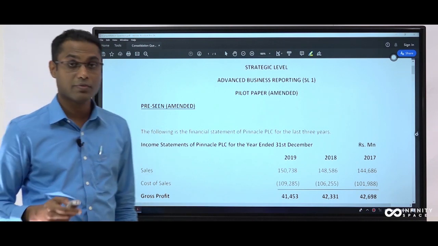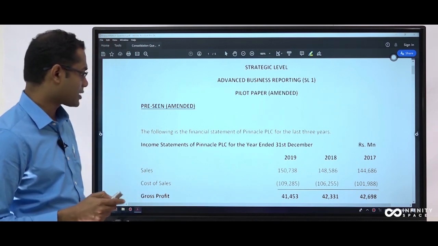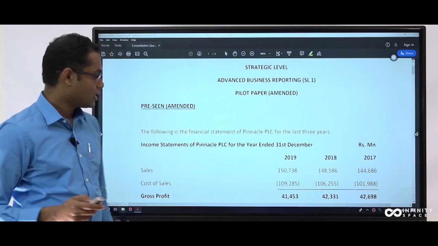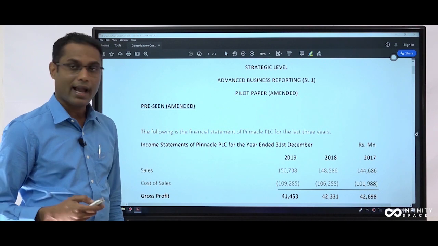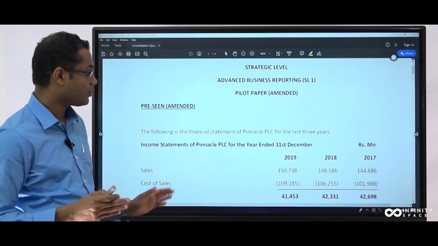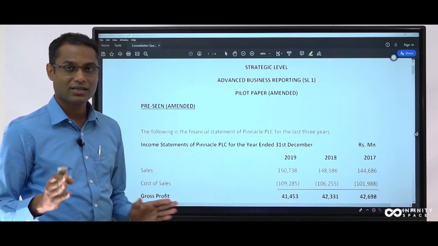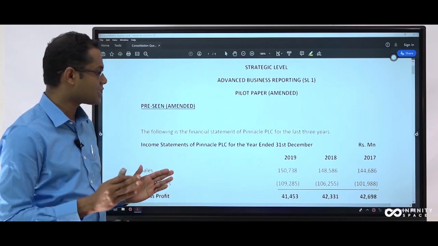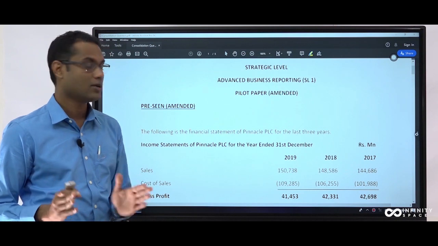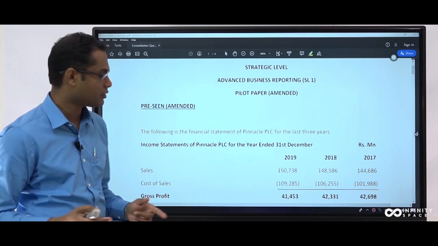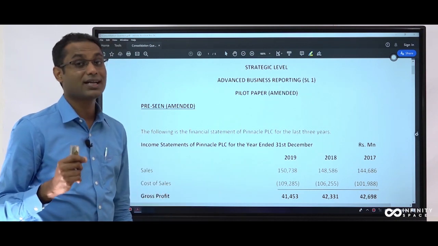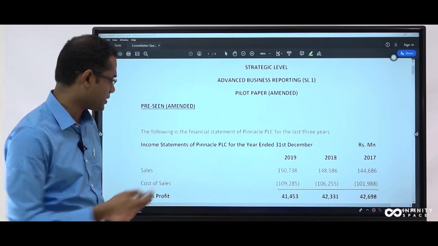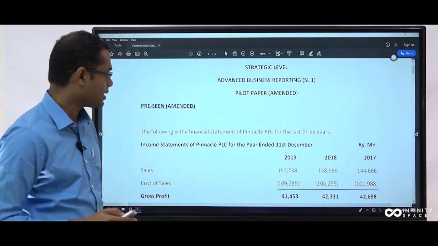If you look at the information given in the pre-seen, you have been given Pinnacle PLC's income statement and statement of financial position information for the last 3 years. But you should remember that for the consolidation, what is important is to prepare the profit or loss and other comprehensive income for the year ended 2019. So the 2019 numbers are what matter for consolidation purposes. Keeping that in mind, let's read the question.